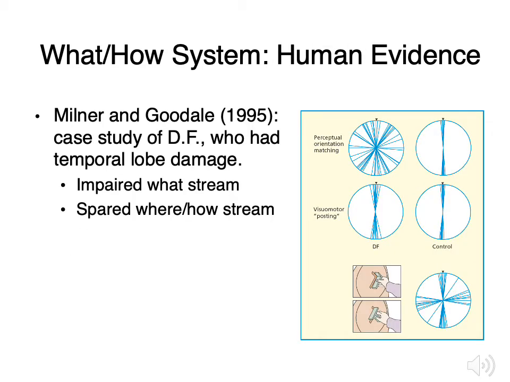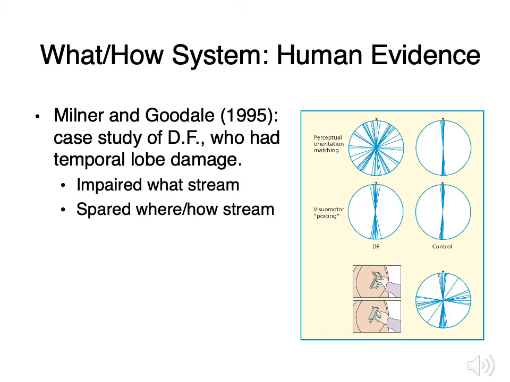Another study conducted by Milner and Goodale in 1995 provided human evidence for these two pathways. Following carbon monoxide poisoning, patient DF had damage to her temporal lobe. The case study with DF demonstrated that damage to the ventral stream resulted in the inability to identify or recognize the size, shape, and orientation of visual objects. However, she had an accurate ability to guide her hand and finger movements. Using a perceptual task and a visual motor task, researchers were able to show evidence for an impaired what pathway and a functioning where-how pathway.